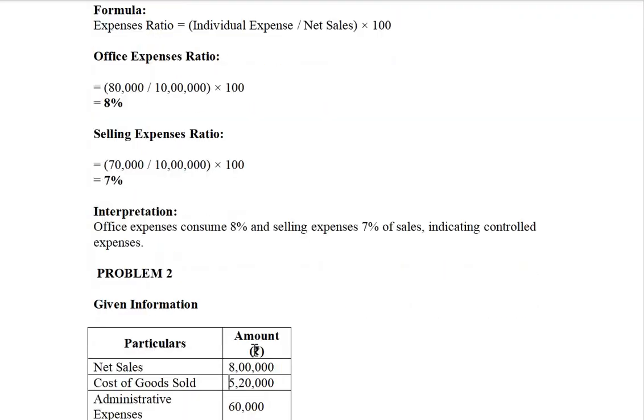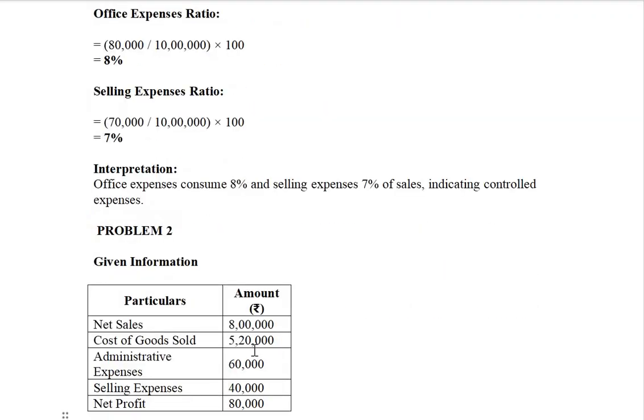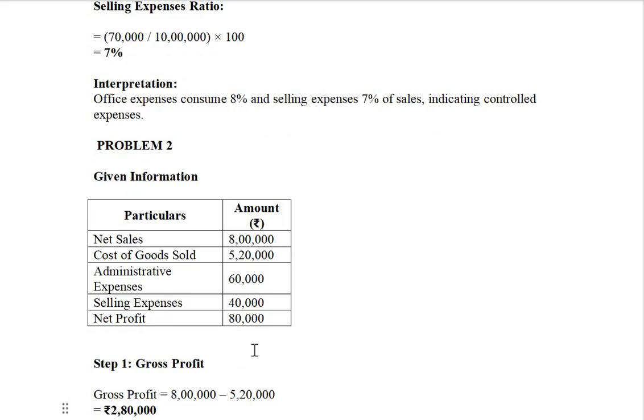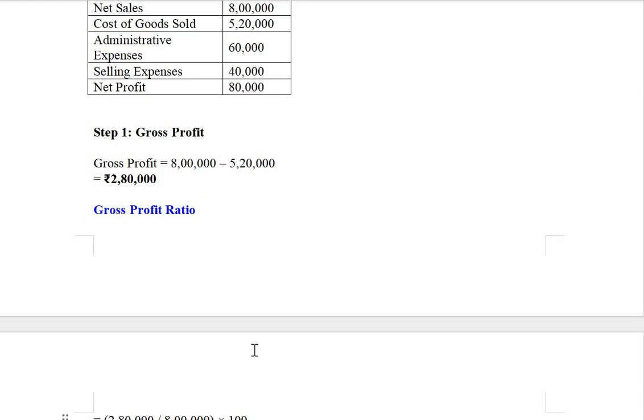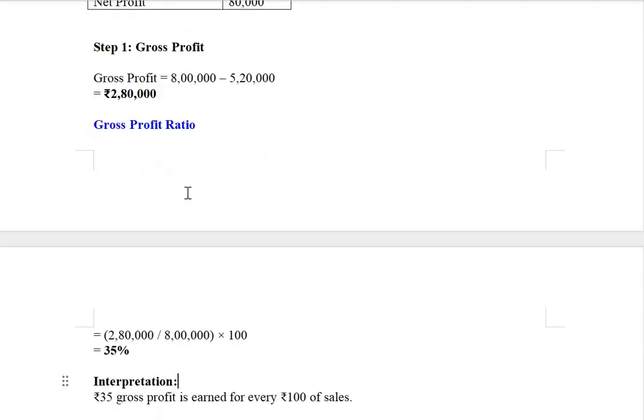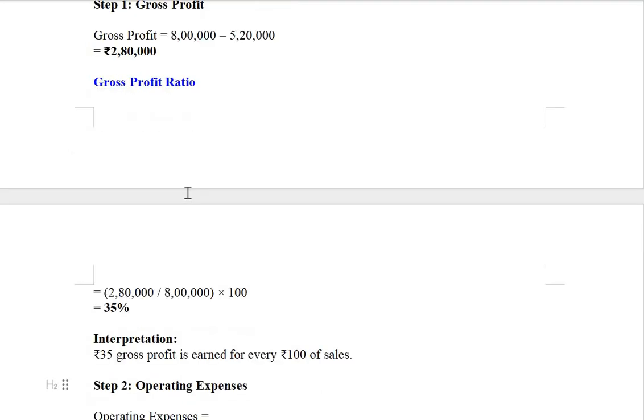Next we will see one more problem related to the profit ratio. Here the question gives net sales, cost of goods sold, administrative expenses and net profit. Similar to the previous problem, we calculate the gross profit ratio. Gross profit is not given, so we calculate it as net sales minus cost of goods sold: 8 lakh minus 5 lakh 20,000, which is 2,80,000. Then 2,80,000 divided by net sales 8 lakh into 100 gives 35% as the gross profit ratio.